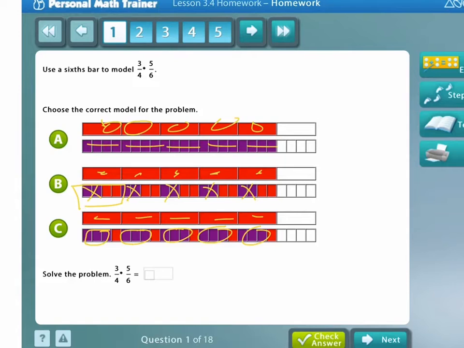You're going to multiply those across. You end up with 15/24ths, because if you took each sixth and split it into 4 parts, you'd have 24 parts in total. And here you see 3, 6, 9, 12, 15. So 15/24ths is going to be our answer here.